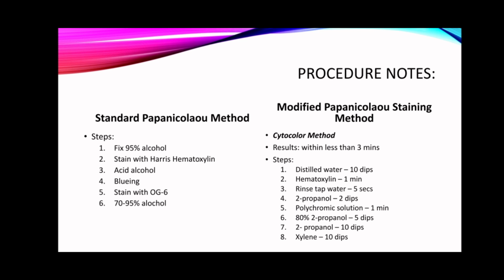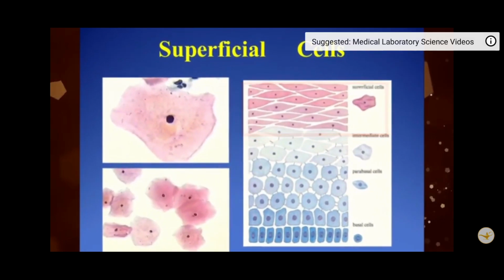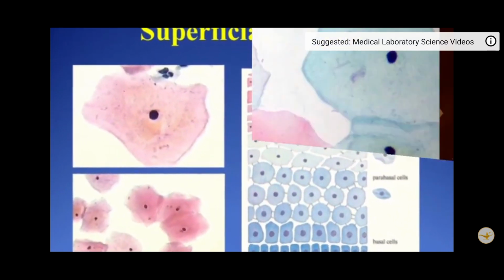Once you're done staining, you're now ready to read it under the microscope. So what are the different cells that you can identify under the microscope with the use of Pap smear or Pap staining technique? Here in the picture, class, are some of the normal cells that can be found in the cervix of a woman. So number 1, we have superficial cells or the mature superficial cells.